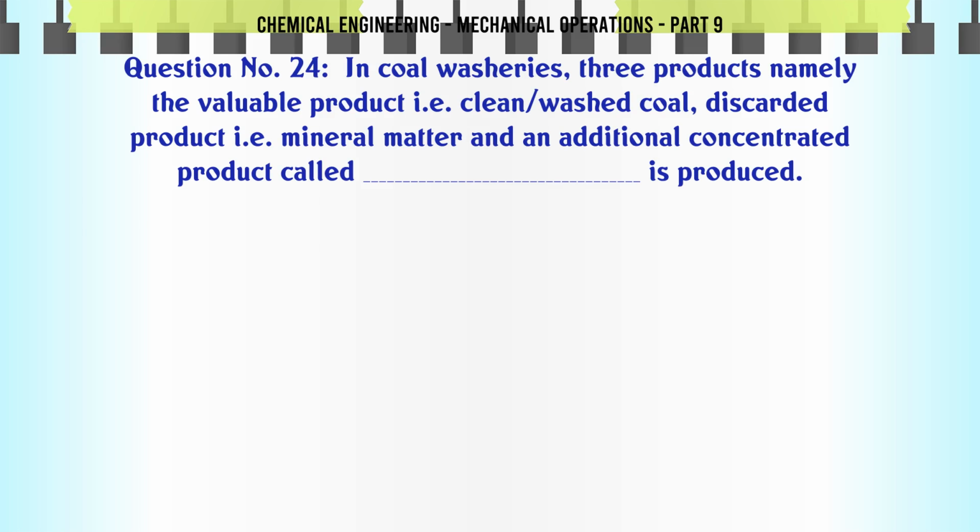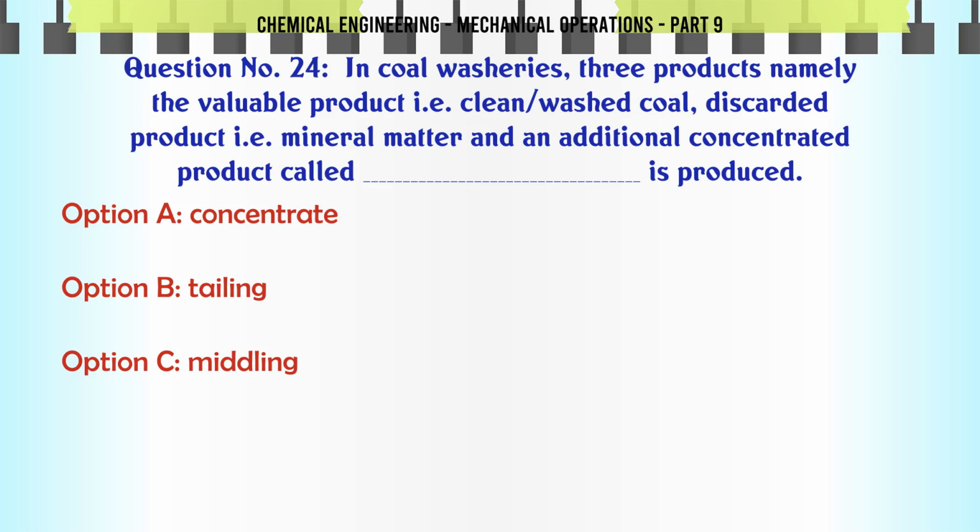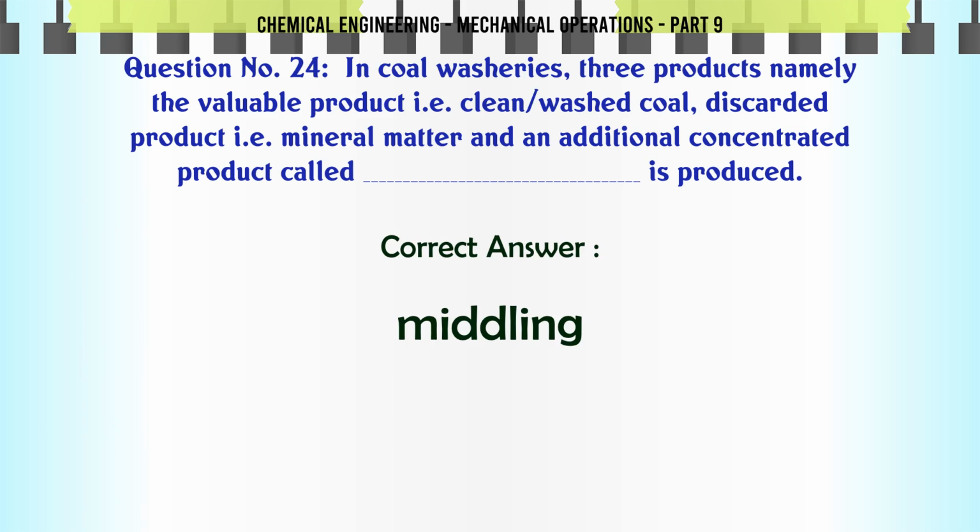In coal washeries, three products, namely the valuable product i.e. clean washed coal, discarded product i.e. mineral matter, and an additional concentrated product called ___ is produced. A. Concentrate. B. Tailing. C. Middling. D. None of these. The correct answer is middling.